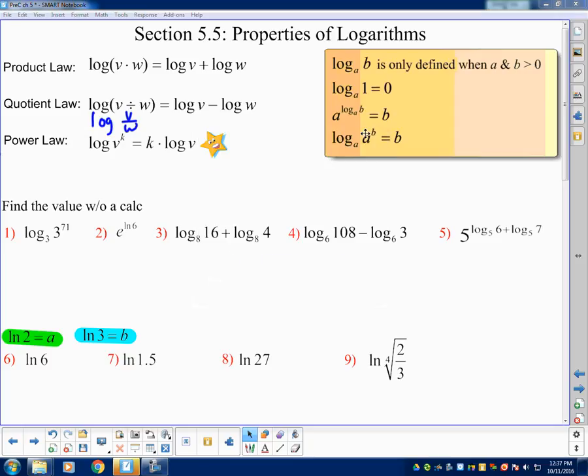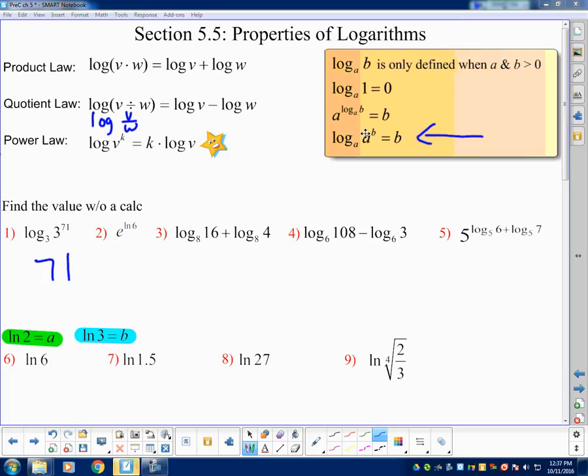Which one does it fit here? Match. You see right here how it matches this guy? You see that? Here the base is 3, the argument is 3, and the power is 71. And what's this saying? If we have log base 3 of 3 to the 71, it's 71. That property says.